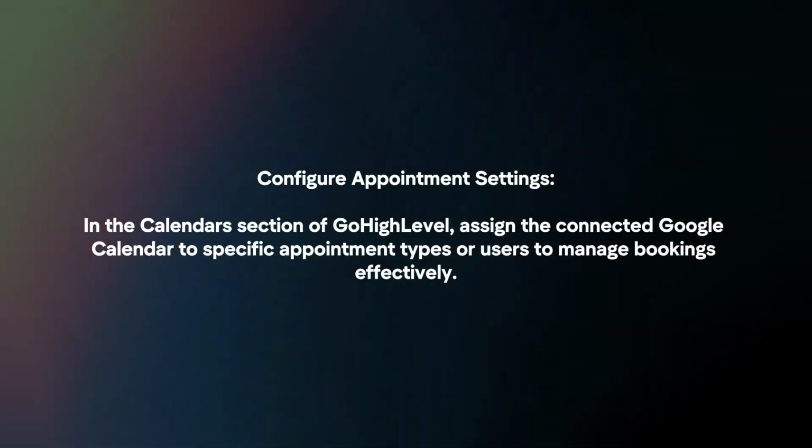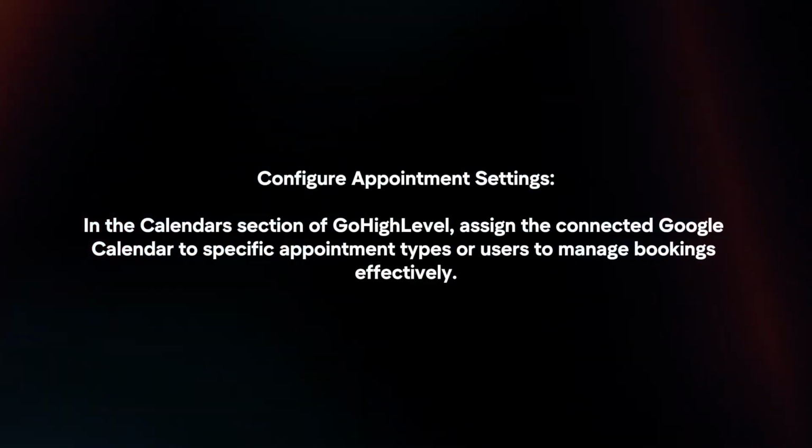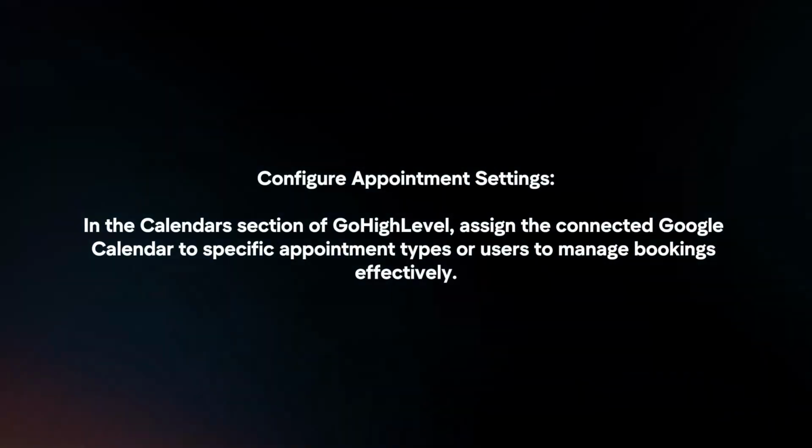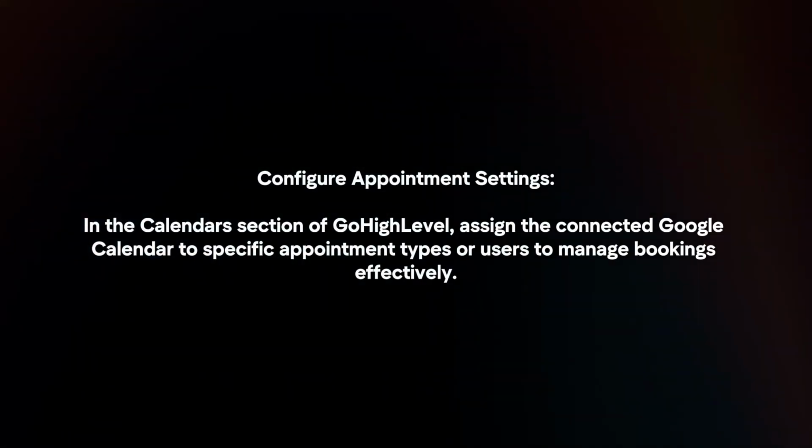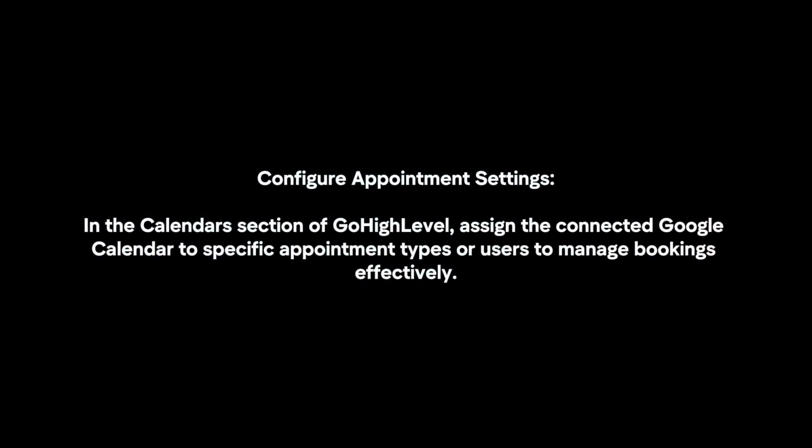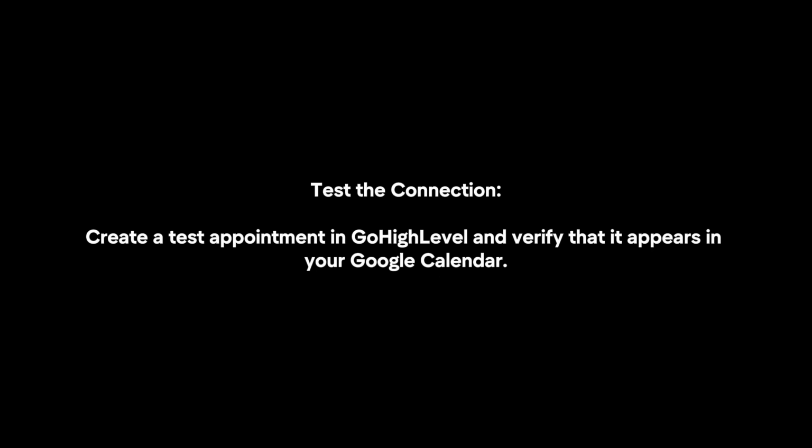Configure appointment settings. In the Calendar section of GoHighLevel, assign the connected Google Calendar to specific appointment types or users to manage bookings effectively. Test the connection. Create a test appointment in GoHighLevel and verify that it appears in your Google Calendar.